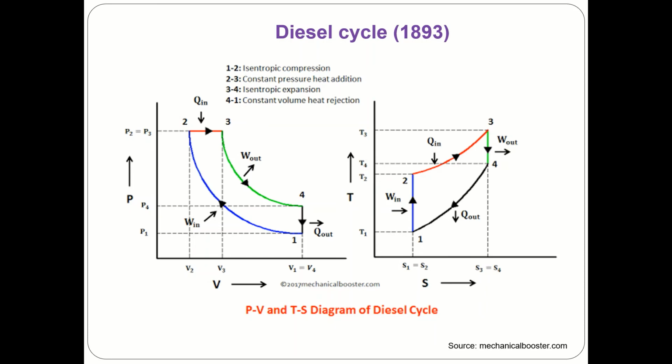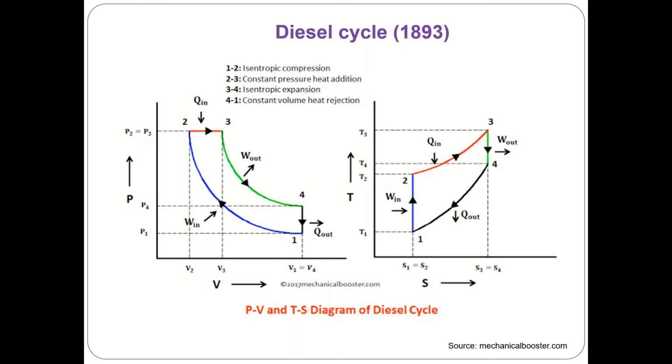Now, let us analyze the second cycle, which is the diesel cycle invented by Rudolf Diesel in 1893. So, again here you see 4 processes. Unlike Otto cycle, here the heat addition process is a constant pressure process. In case of Otto cycle, it was a constant volume process. So, the volume before the heat addition and after the heat addition are not the same. So, this ratio V3 by V2 is called the cutoff ratio.